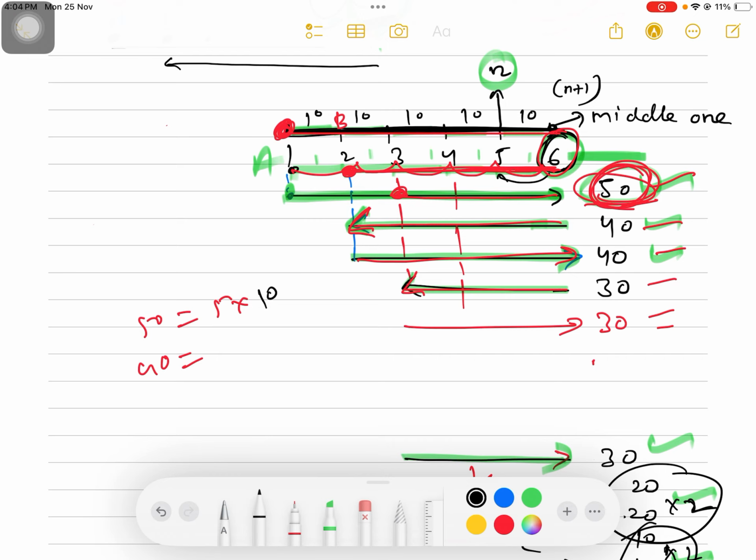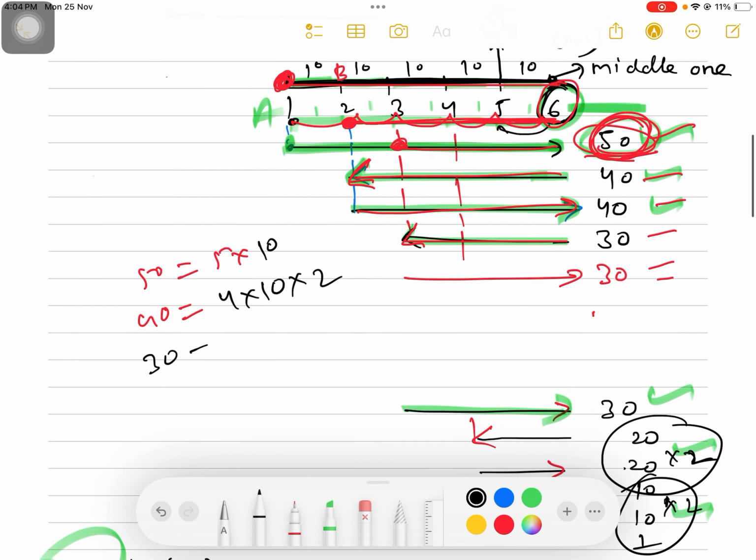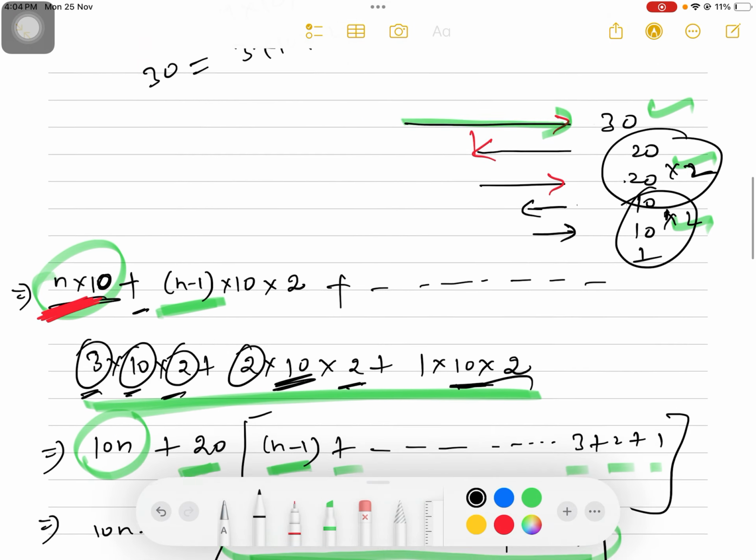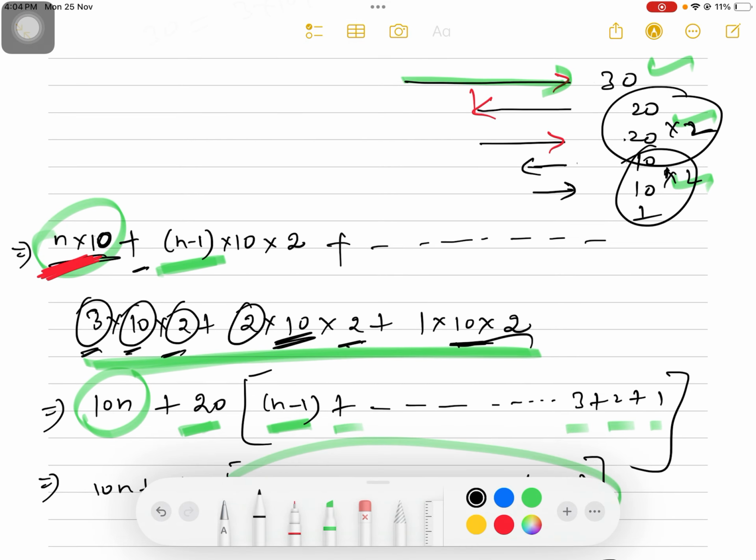40, I should write the fourth number of stone, 10 meter is the distance, and it has come 2 times. 40 has come 2 times. 30 also, 3 into 10 into 2, because 30 also has come 2 times. Only that number 5 has come 1 time. That means n only has come 1 time, every other number has come 2 times. Okay, so I made the series here. See, n into 10, then before n which number will come? n minus 1. Okay, then into 10 into 2, and continue my series.